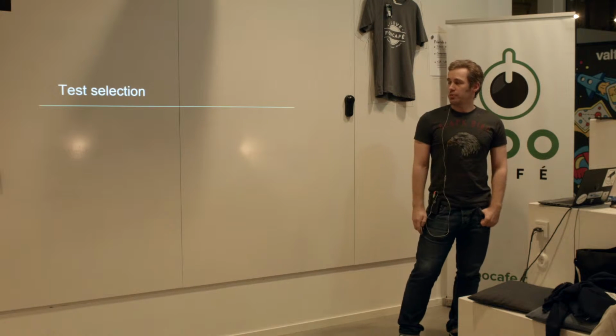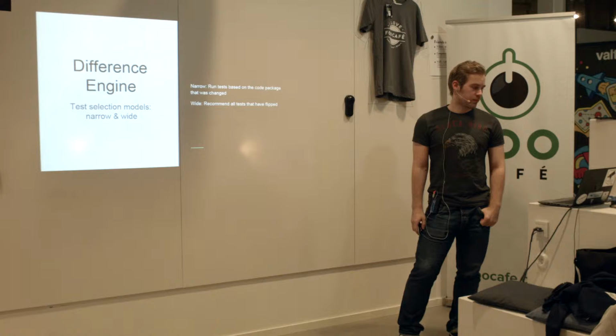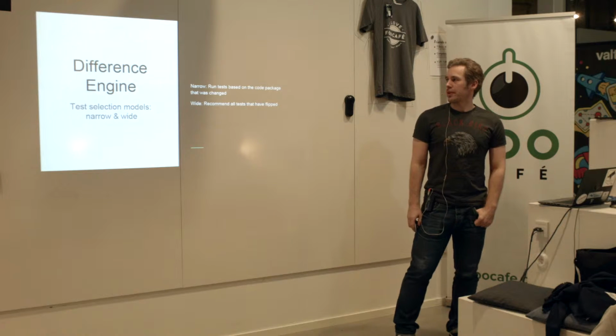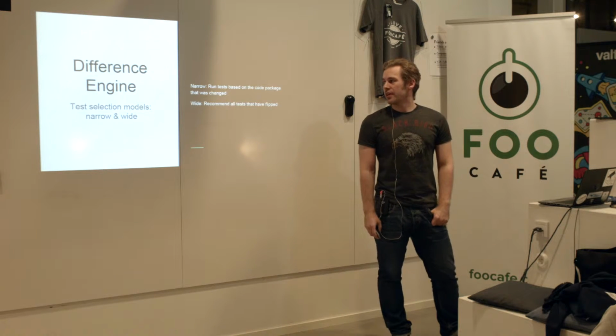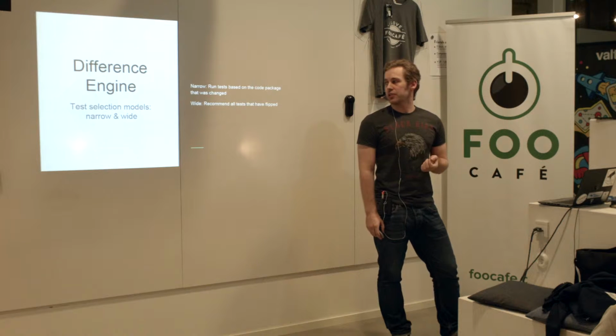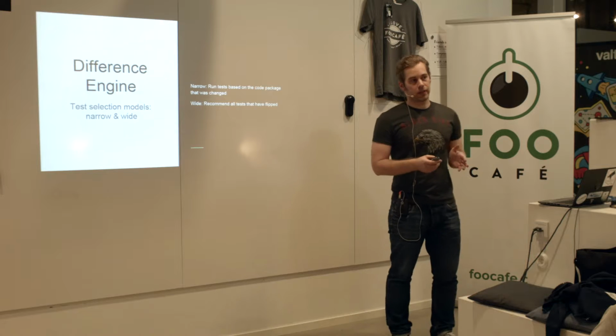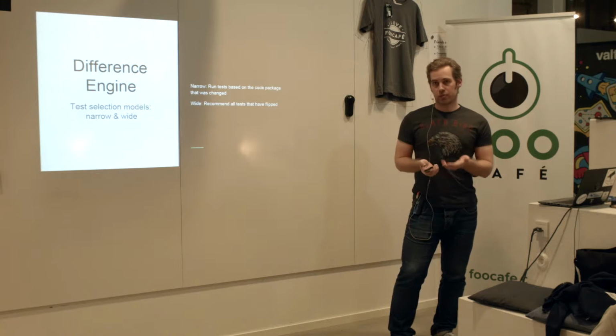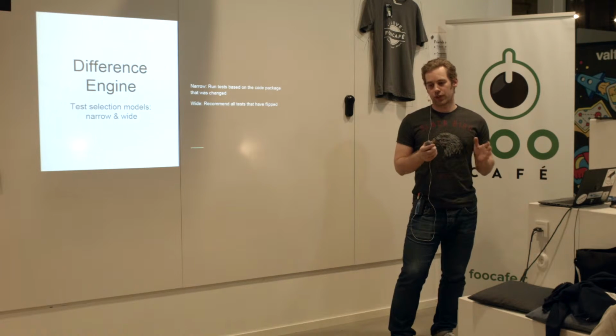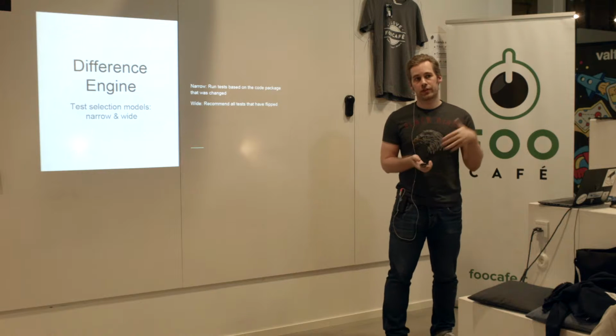So how did I perform the test selection? I wrote a program that I called the difference engine. It has two selection models called narrow and wide. The narrow model looks at which code packages were changed, and then it suggests that you should run these tests, but you don't have to run the other ones.